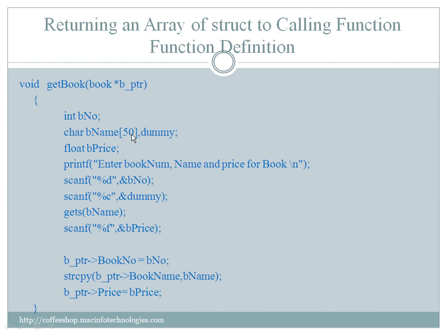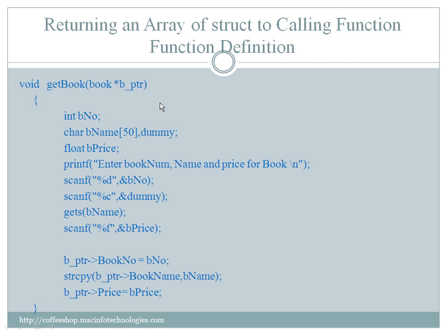B name is of type string, as a character array. After that we can take the B price. So we have taken the book number, name and price in these three variables: B number, B name, and B price. Now we have to assign these values to the actual book pointer.